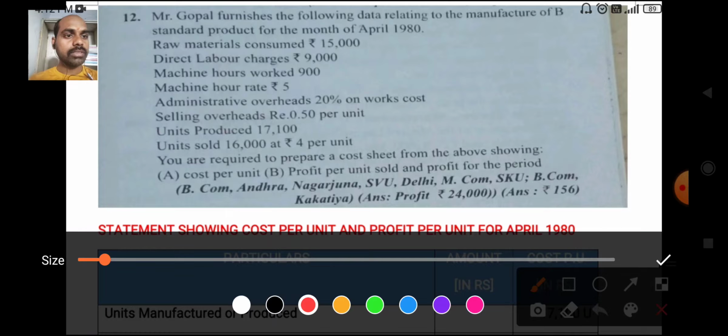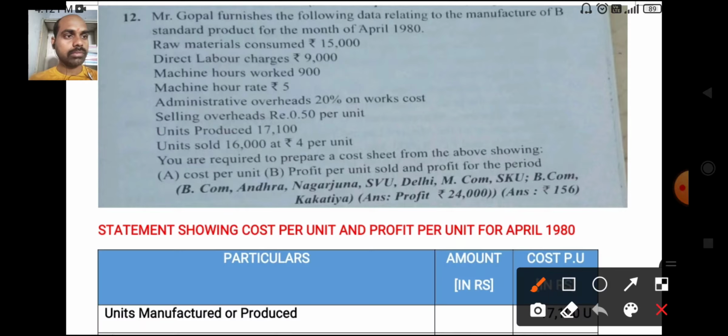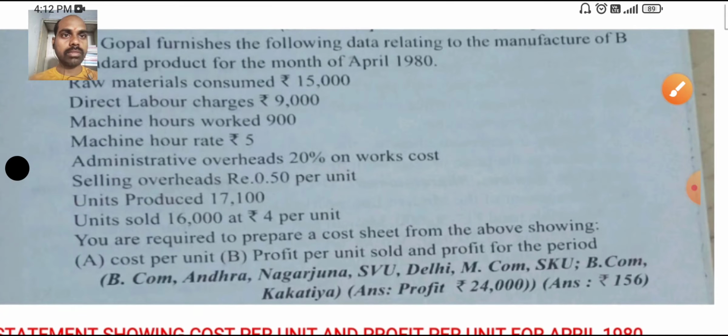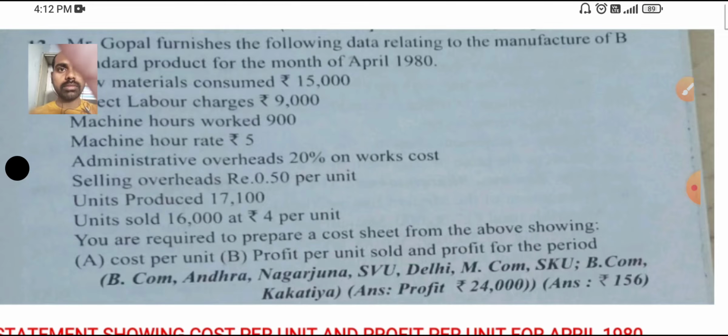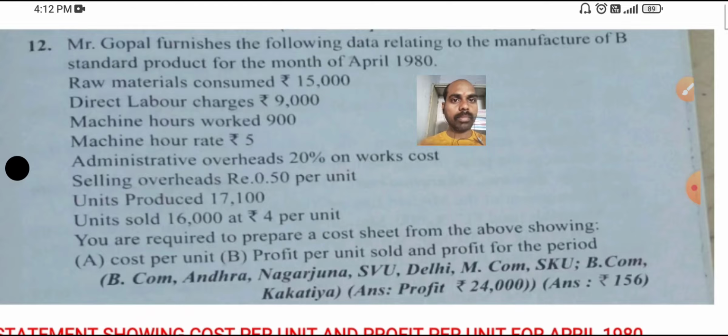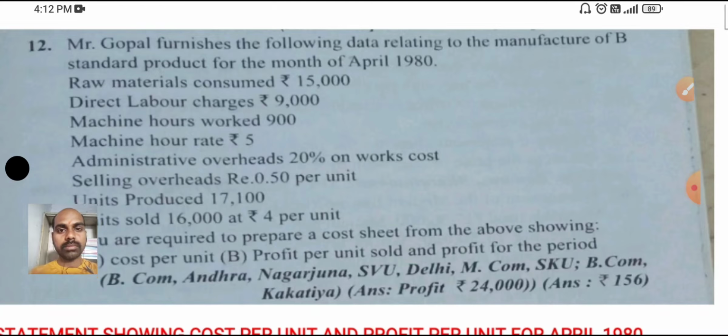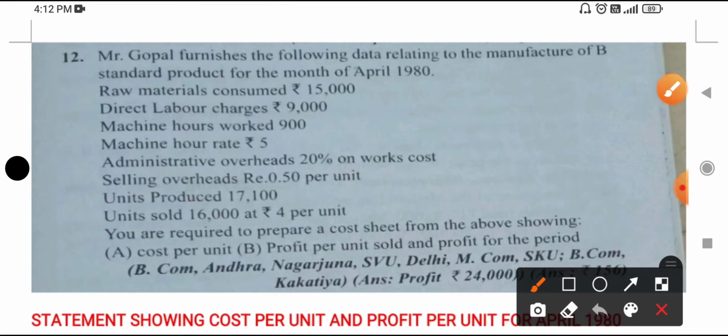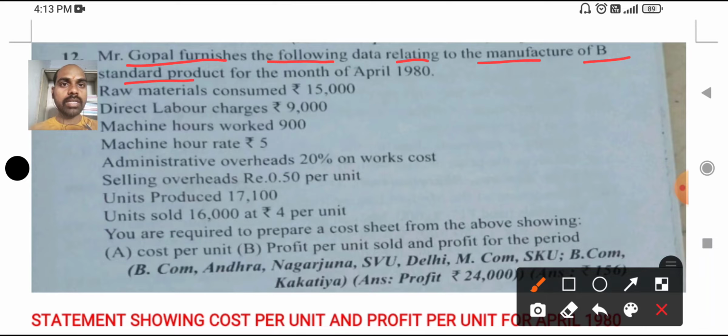The question is as follows. Okay, Mr. Gopal, just a minute. We'll take only the question here on the screen. Mr. Gopal furnishes the following data relating to manufacturing of B standard product for the month of April 1980.